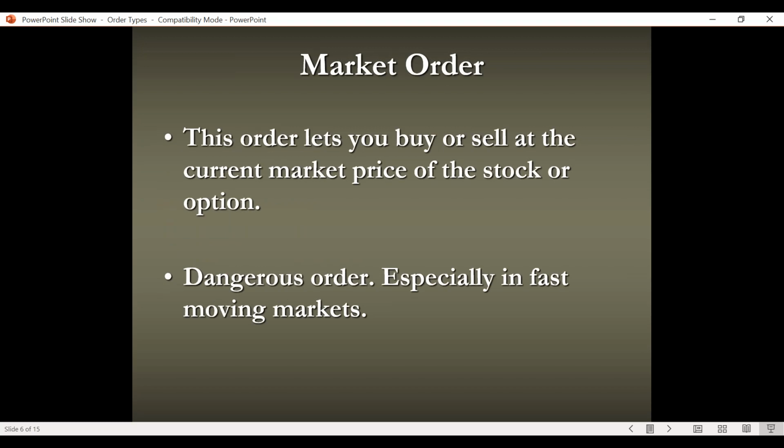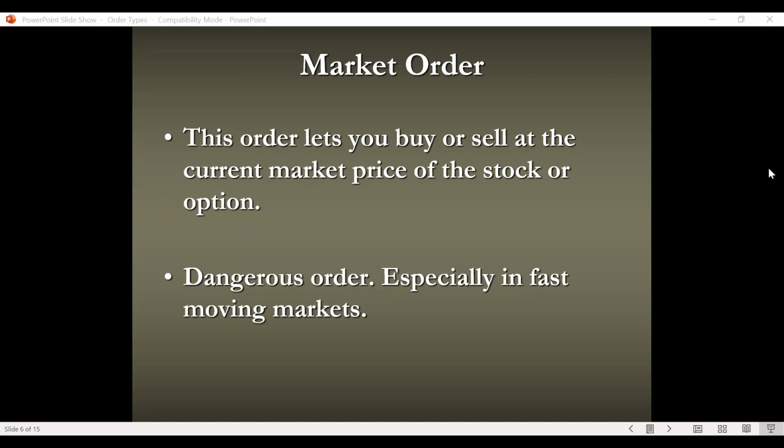But start with a market order. It's the most basic order. It's usually at the top of every order platform. This order lets you buy or sell at the current market price of the stock or the option that you're looking to buy. So whatever that current quote is, and usually it's the last price, meaning the last order that a trade went through.